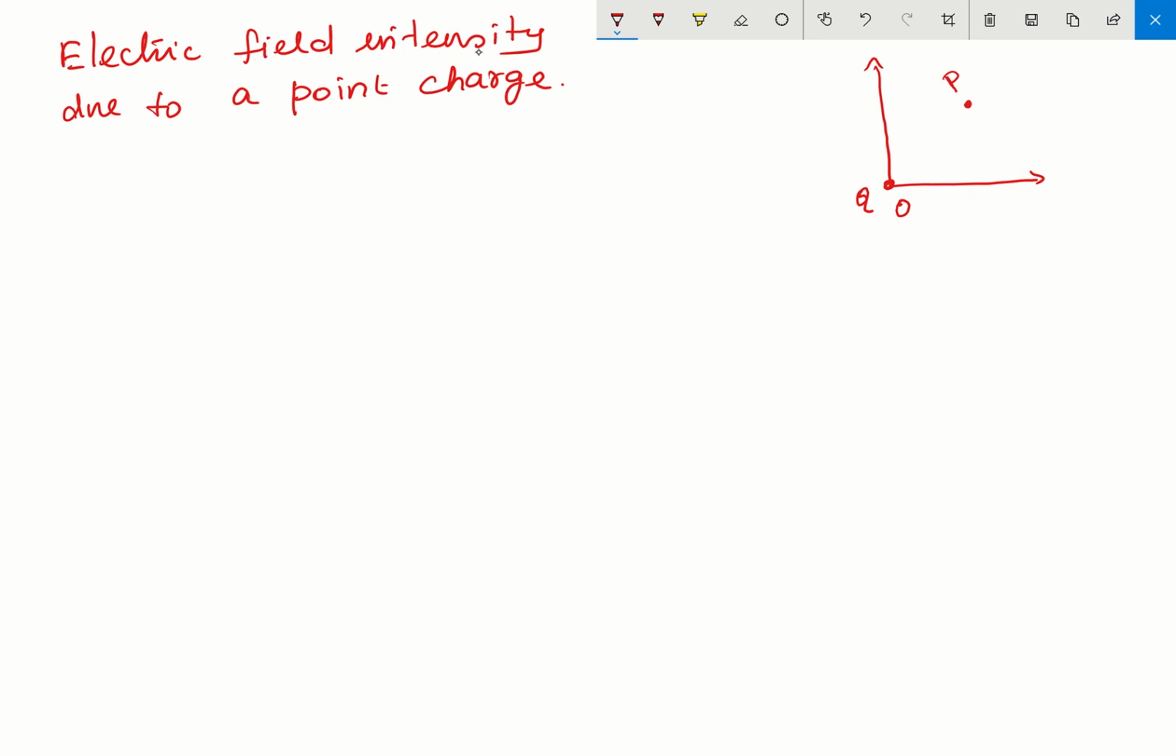P is at a distance, let it be R naught, from the charge. So what should I do? I have to keep a unit test charge, Q naught, at P, because I want to find out the field at P. Therefore, what is the force experienced by Q naught at P?